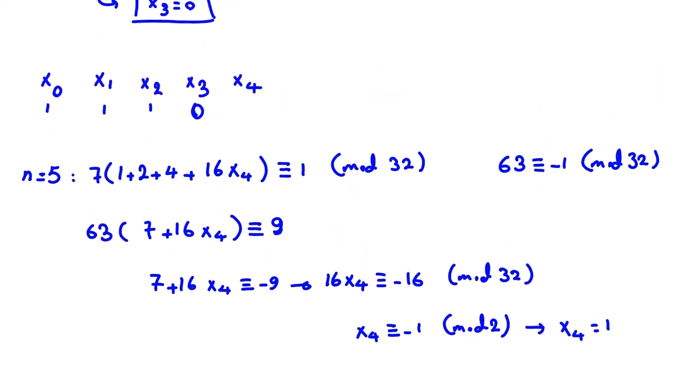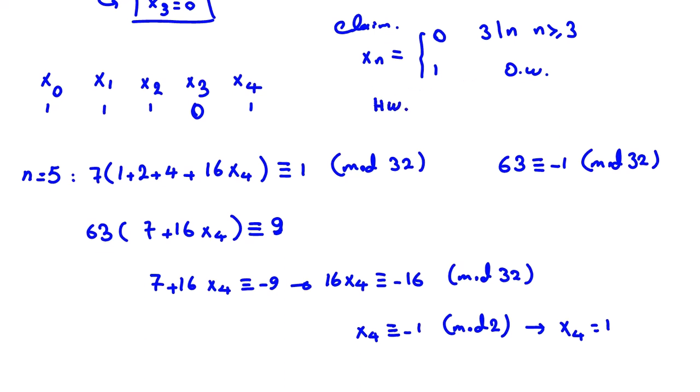Now you can guess. If it's hard for you to guess, you can keep writing. Only multiples of 3. Our claim is what? Xn is 0 if 3 divides n and n is at least 3. Otherwise, it will be 1. Okay? And you can prove it by induction as homework. Try to prove this. Okay, you can prove it as homework 28 by induction.